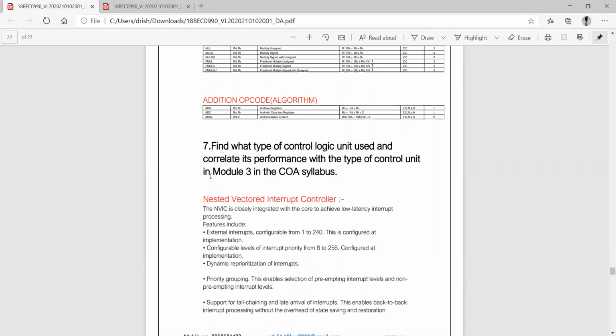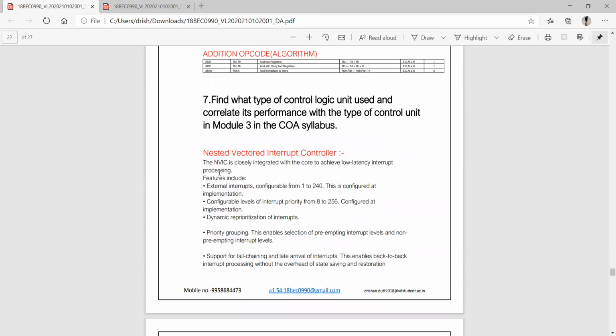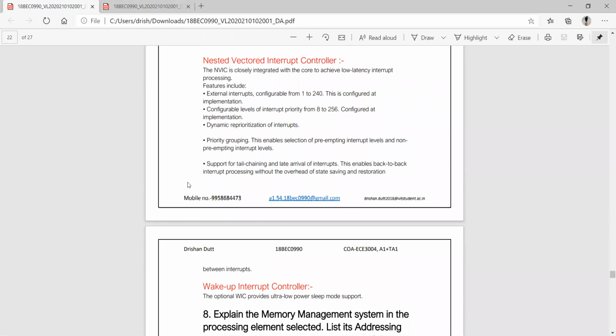Okay, so the nested vectored interrupt controller, the NVIC, is closely integrated with the core to achieve low latency interrupt processing. Features include external interrupts configurable from 1 to 240, configurable levels of interrupt priority from 8 to 256, dynamic reprioritization of interrupts, and priority grouping. This enables selection of preempting interrupt levels and non-preempting interrupt levels. Wake-up interrupt controller.